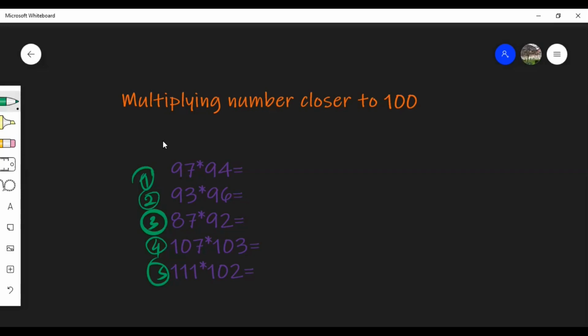Now, let's start with number 1. That is 97 by 94. The most important thing is that these numbers are closer to 100. So what you want to do is get the difference between 97 and 100, so you will have 3. Get the difference between 94 and 100, you get 6. Subtract it across, or you can subtract 94 across, subtract 3.